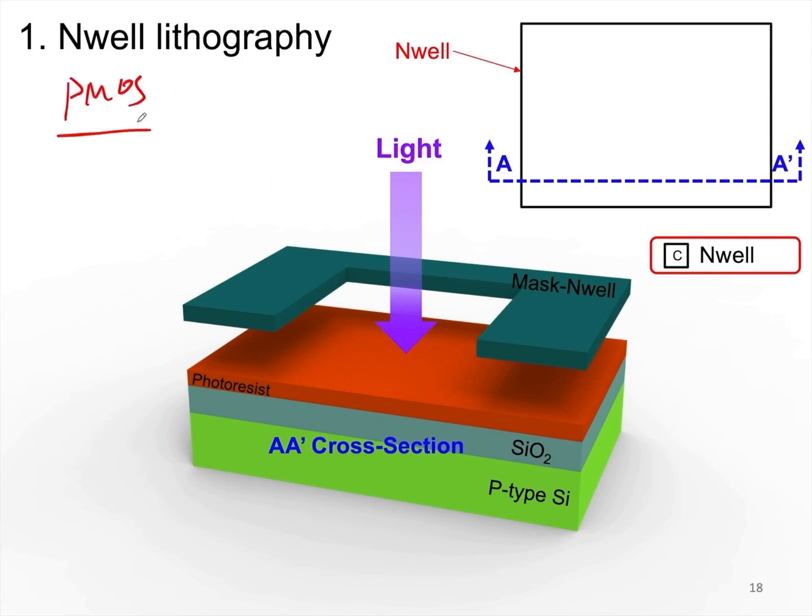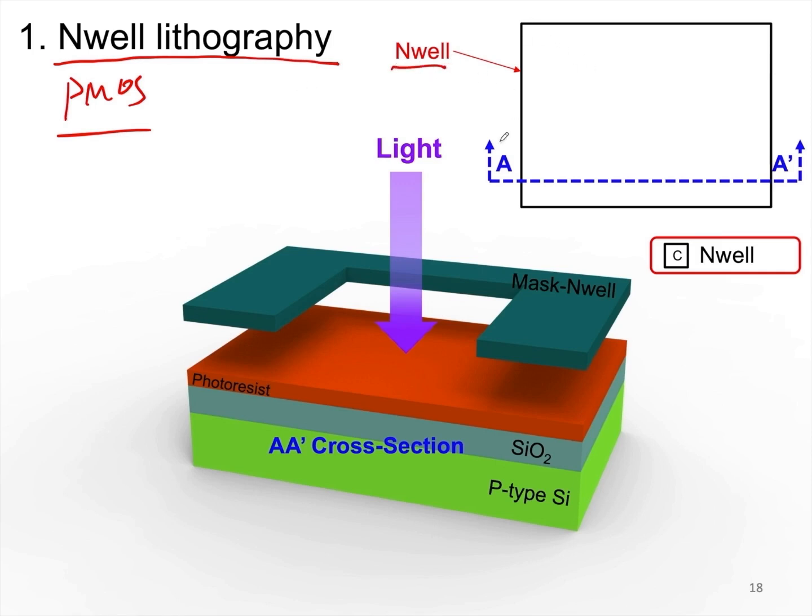Let's take a PMOS transistor as an example to look at the entire processing flow. First of all, to process a PMOS, it must be done on an N-type substrate, right? Most of the integrated circuits we use today are on P-type substrates. So we need to process a PMOS on a P-type substrate, which means we need to create an N-well first. So the first step is to perform photolithography for the N-well.